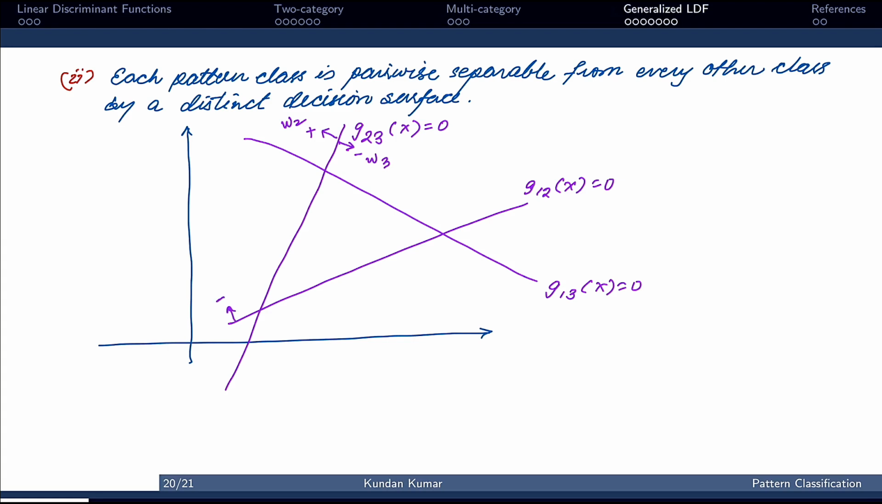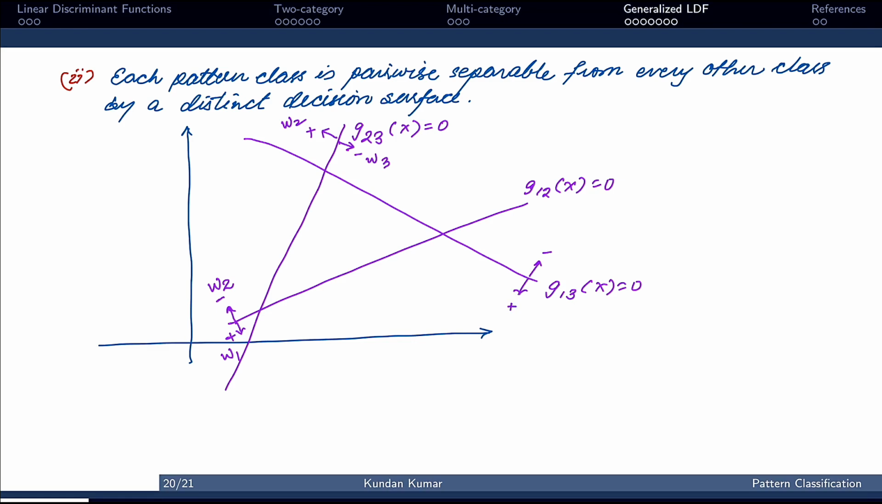If we consider the negative side to be this side and the positive side to be this side for g12(x), then g12(x) will divide the samples of class omega 1 and omega 2, where the positive side will be the omega 1 samples and the negative side will be the omega 2 samples. Similarly, we can define this for the decision surface g13(x).